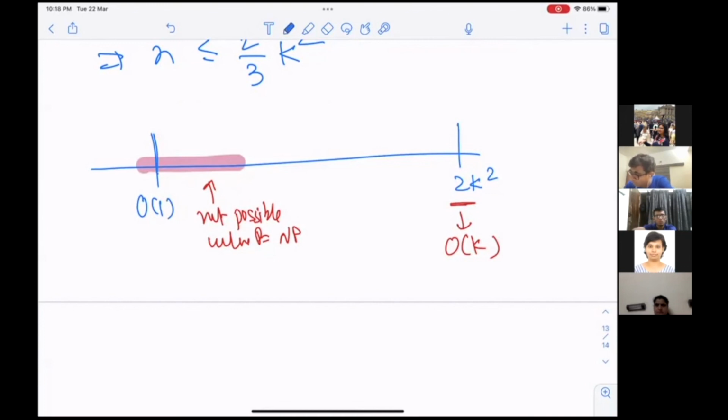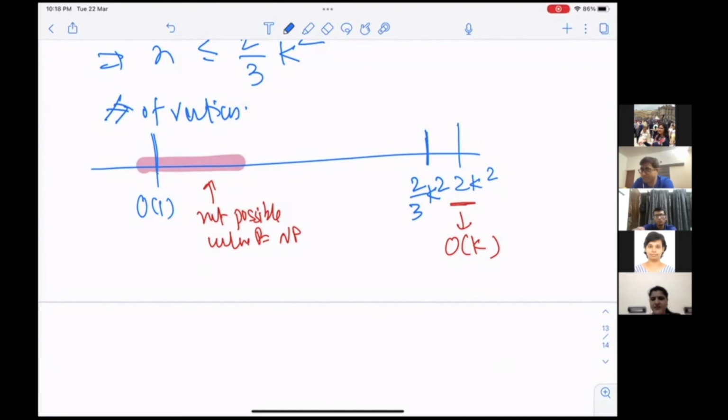We made some progress, no? We went here. 2 by 3k square. Okay. Is the reduction rule for degree 2 clear? We may never use this, but I just wanted you to have some fun transformation to see.